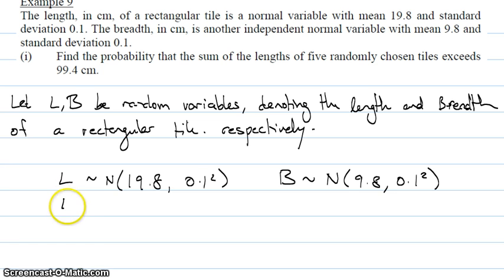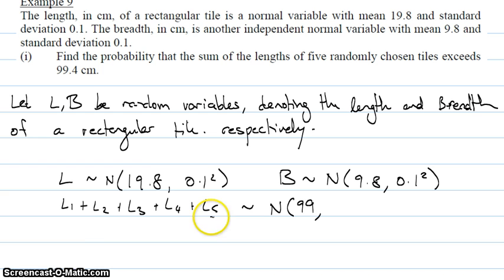So what can we say about L1 plus L2 plus L3 plus L4 plus L5? Well, that's also going to follow a normal distribution, right? And its mean is going to be 5 times 19.8, or 19.8 plus itself 5 times. So 19.8 times 5 is indeed 99. And what about the variance? Well, because we're adding, I just add together all of the variances. So this is going to be 0.01 plus 0.01 plus 0.01 and so on and so forth. I get 0.05 to be my variance.